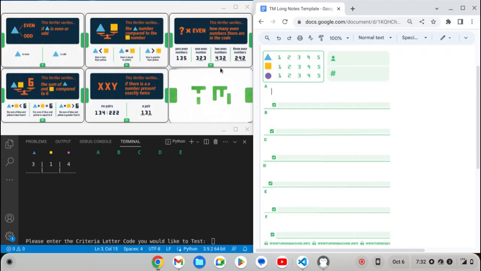Criteria card D again takes a look at our first 2 digits, triangle and square, but this time it'll take the sum of them and compare it to the number 6. So should the sum of the 2 digits be less than 6? Should they be equal to 6? Or should the sum be greater than 6?